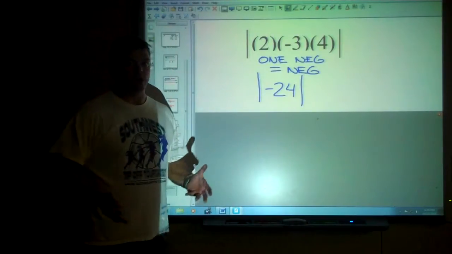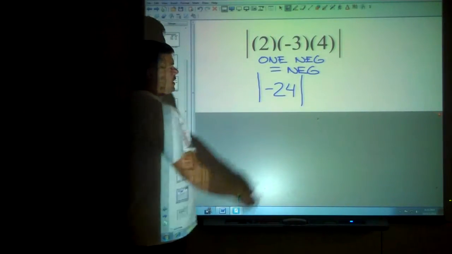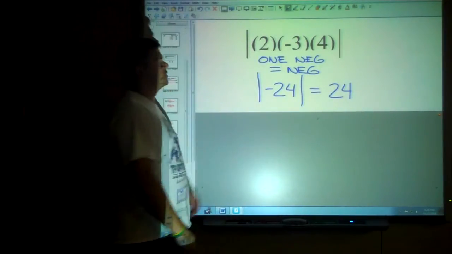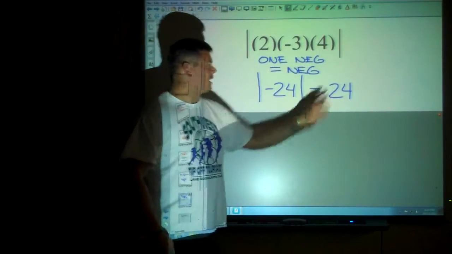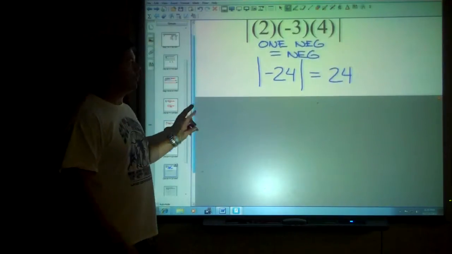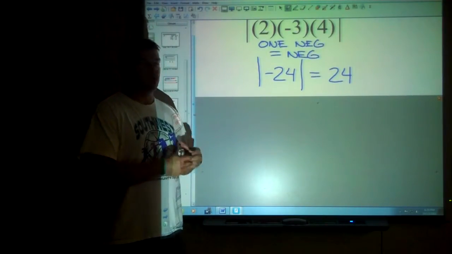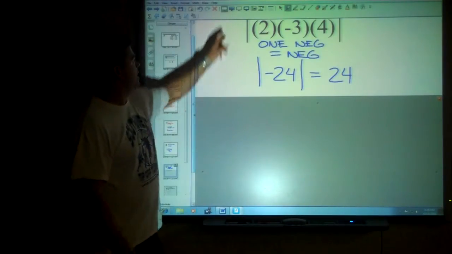But we know what absolute value means. It's the distance from 0. So negative 24 is 24 units away from 0. This would actually equal positive 24. So we're putting all the stuff we know. We've got rules for multiplication, positive and negative numbers. We have absolute value. We know how to deal with that.